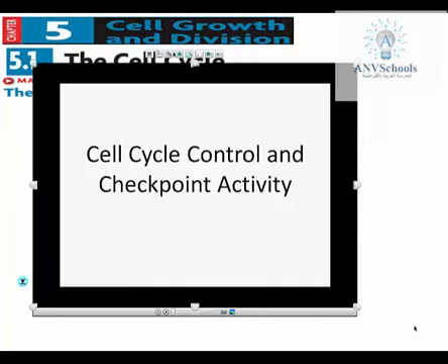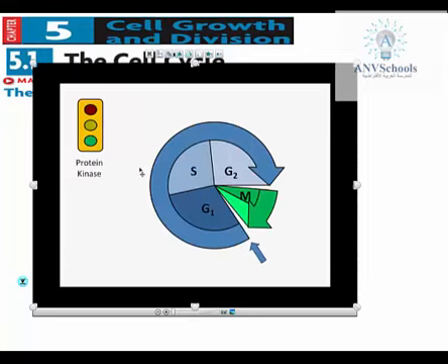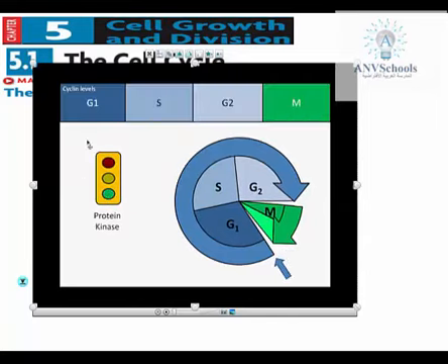We also talked about the cell cycle control. So you can see that we have proteins called kinases. As from G1 to S to G2, we will always meet these proteins, which will be controlling the division, the cycle, either allowing it or stopping it.